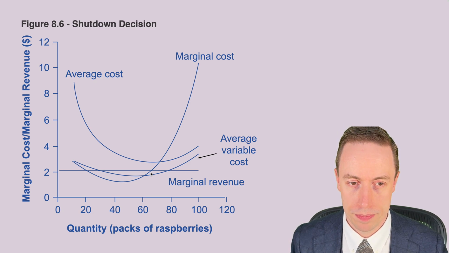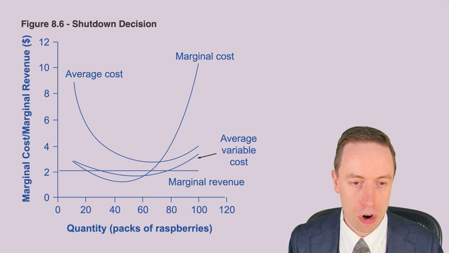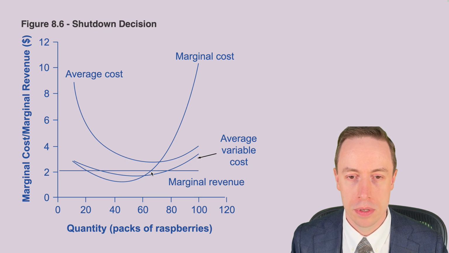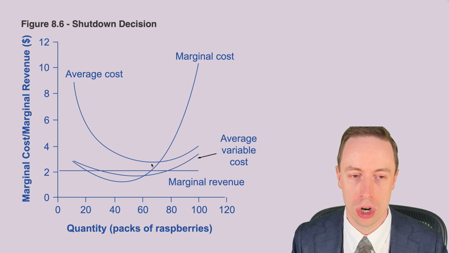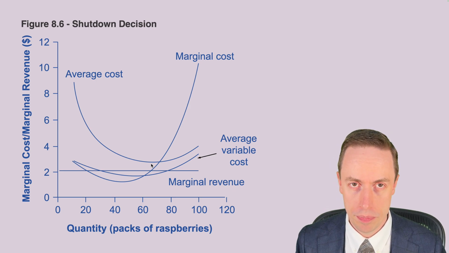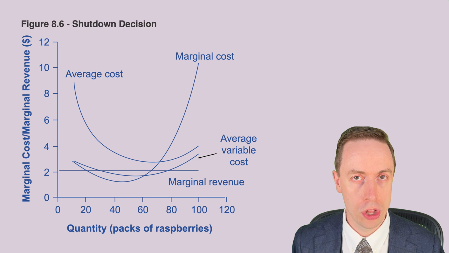Second question. Is the firm profitable? Compare price at a little over $2 and average total cost. Average total cost is higher. Answer, no, the firm is not profitable.